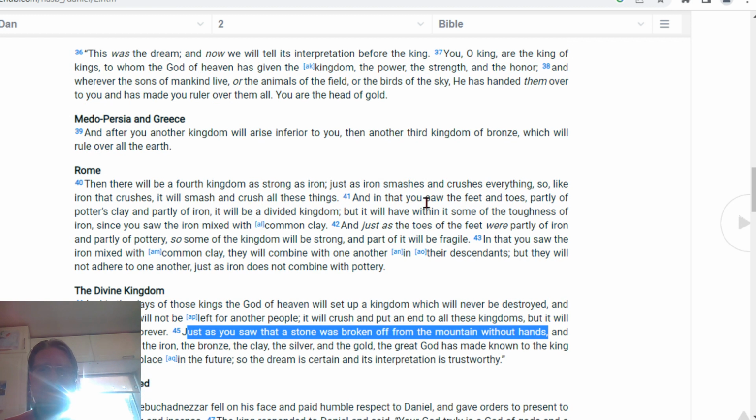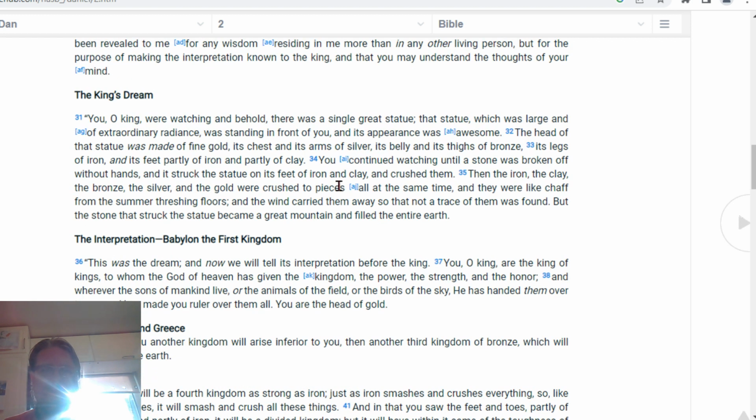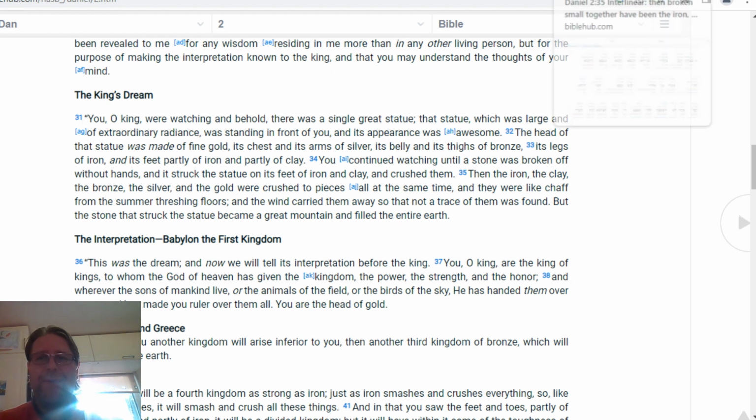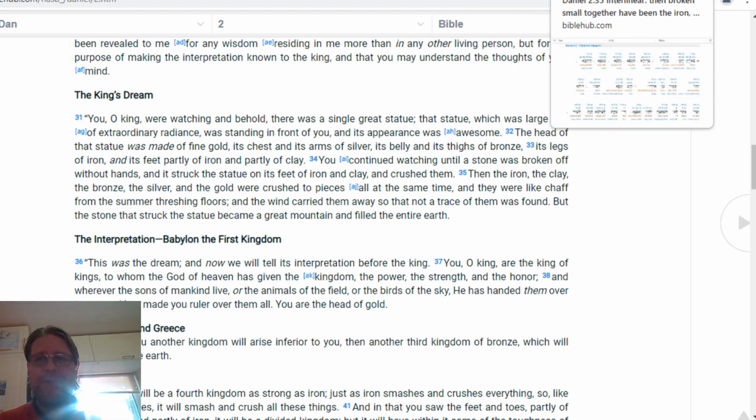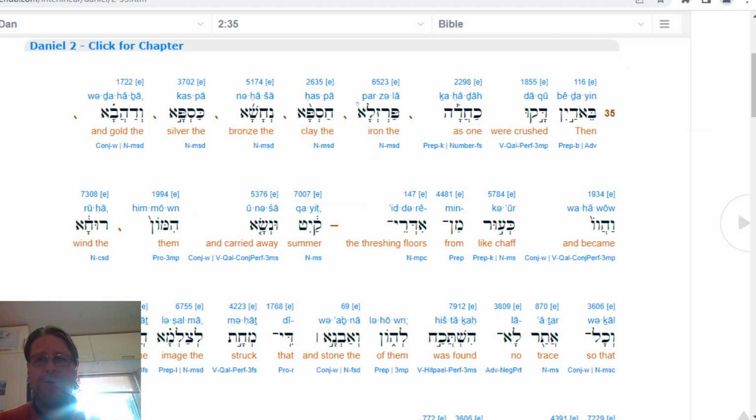And then, let's go back to the dream itself. But the stone that struck the statue became a great mountain and filled the earth. So not only was the stone taken off of a mountain and goes to earth to destroy the kingdoms of the earth and create his own kingdom, the stone itself becomes a mountain. It becomes God. But now, go back to this stone again. The stone is the Aleph Ben. It's the Aben. It's the Son of God.